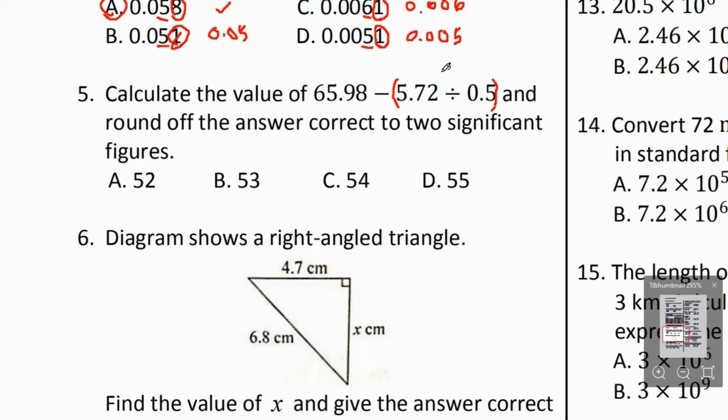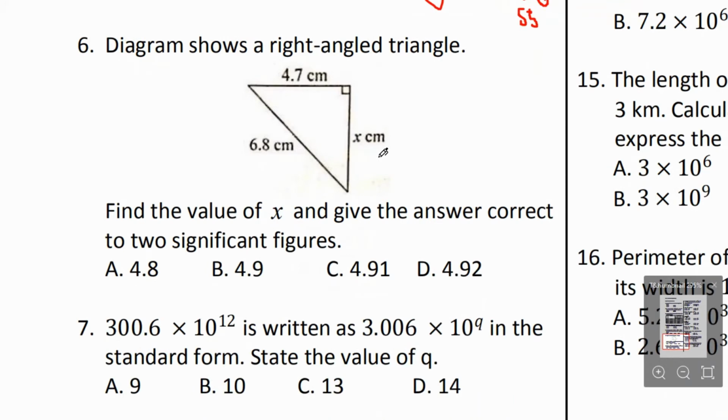Okay, for this one, if you use your calculator to find, then you will have 54.54. Okay, you get the answer 54.54. Correct to 2 significant figures: first, second, then we circle the number beside it. 5 has to be rounded up. So the answer is 55. D.